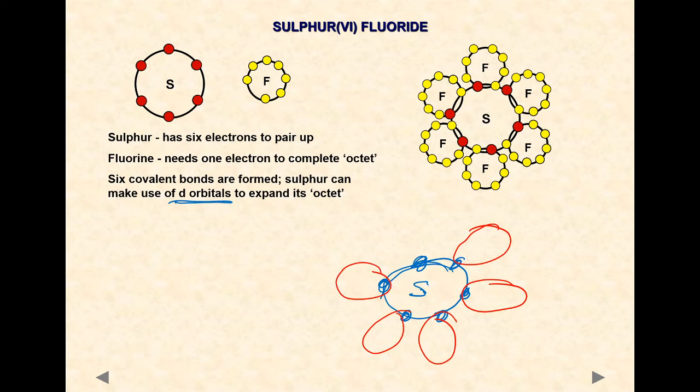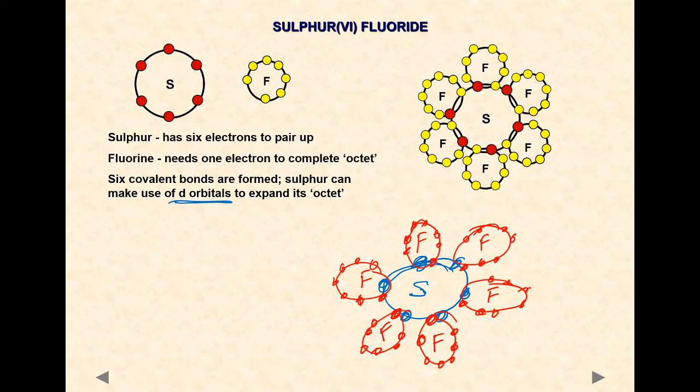So each one of them will have 7 valence electrons, 1, 2, 3, 4, 5, 6, 7. So each fluoride has 7 electrons drawn around it, and the same for the remaining fluorides.